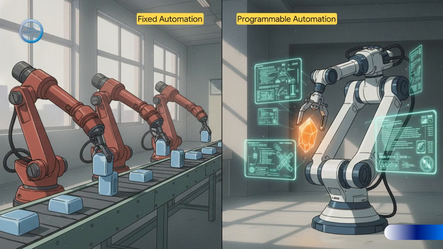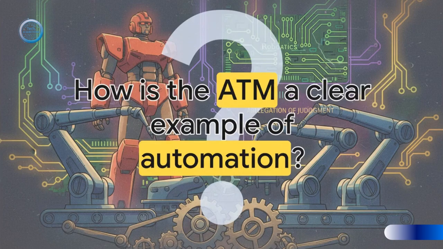The second type, programmable automation, is where the spirit of the Jacquard loom really comes to life. Here, the equipment, like a modern CNC machine, that's computer numerical control, can be reconfigured super fast just by loading a new software program. The exact same hardware can be used to mill engine blocks one day and then custom aerospace parts the next.